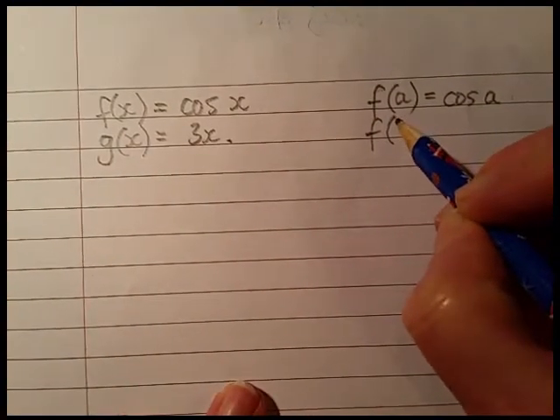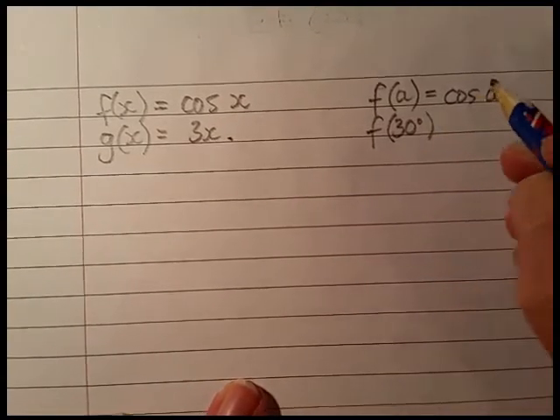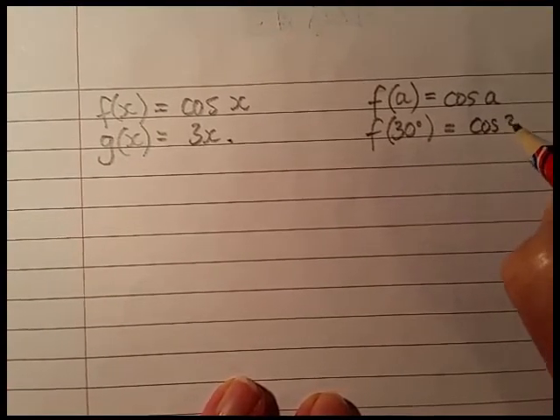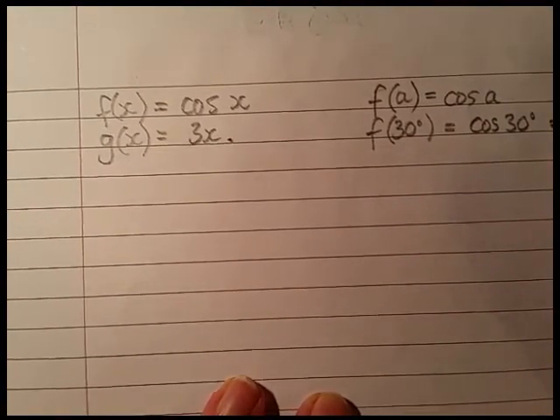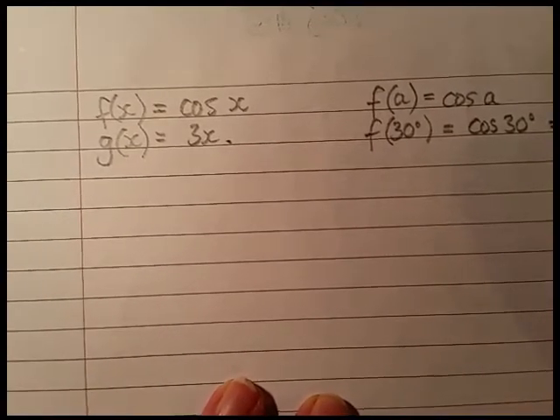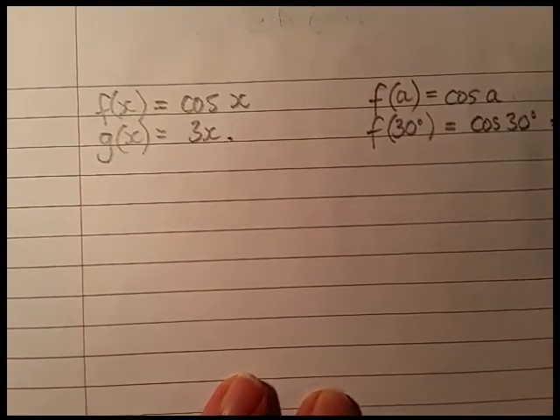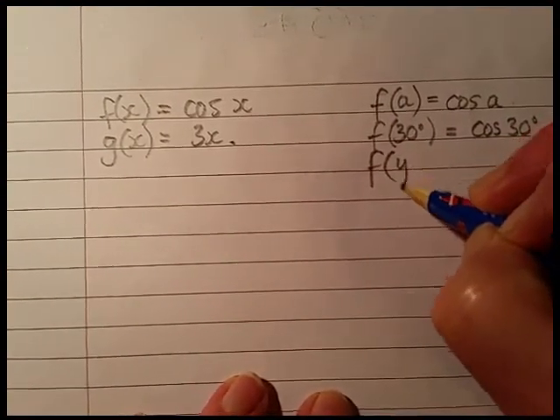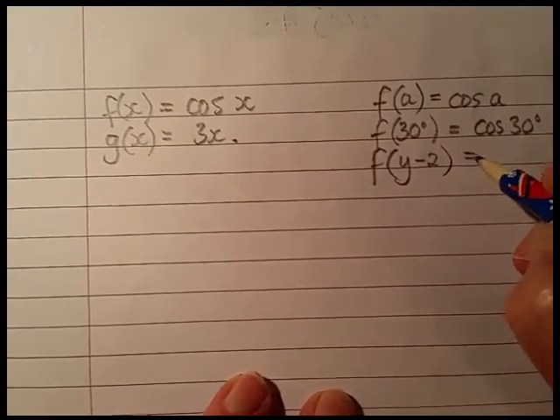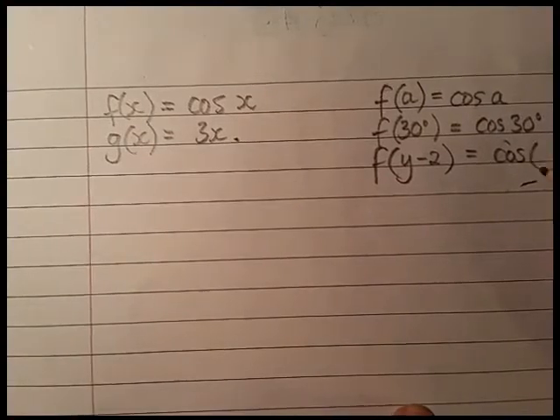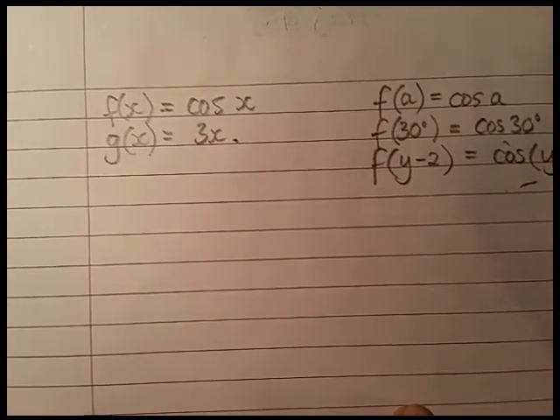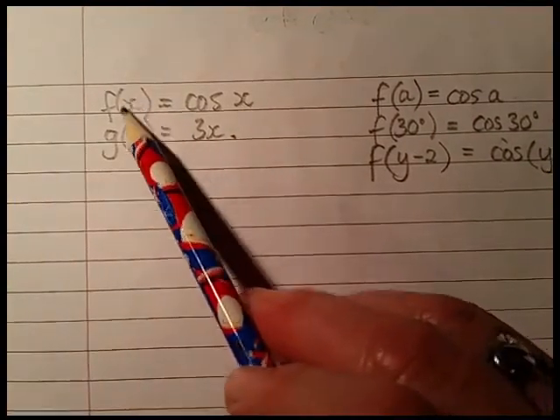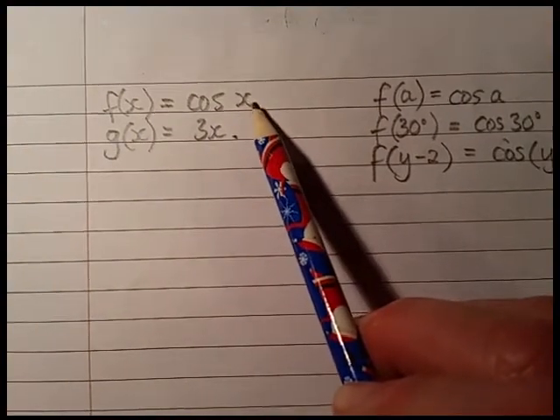If you put in 30 degrees to the function, it will be cos of 30 degrees, which I'm sure you know is root 3 over 2. And if you put in y minus 2, it would be cos of whatever we put in, which is y minus 2, cos of y minus 2. So again, whatever you put in, you take the cosine of it.